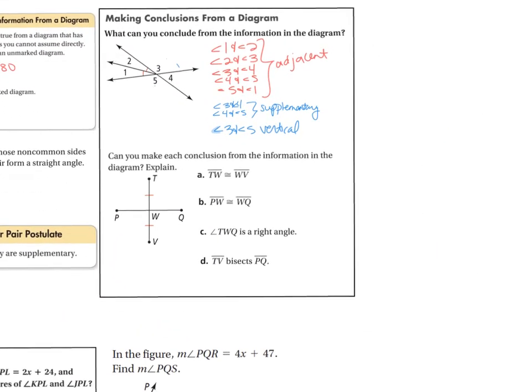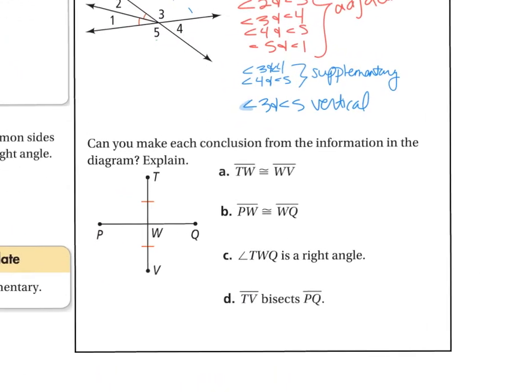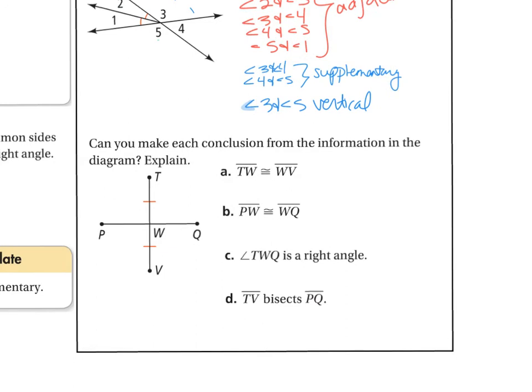Okay. So the next part, can you make each conclusion from the information in the diagram? Explain. TW and WV, are they congruent? Yes, because of the congruent symbol. Okay, are PW and WQ? Well, they look like it. If you eyeball it, they look like it, but we don't know because they don't have a congruent symbol. And we'll say no because there's no congruent symbol.